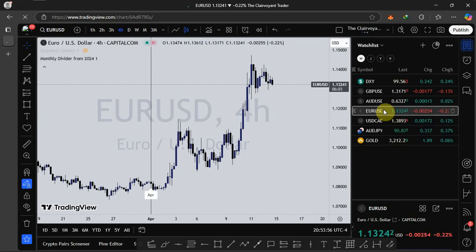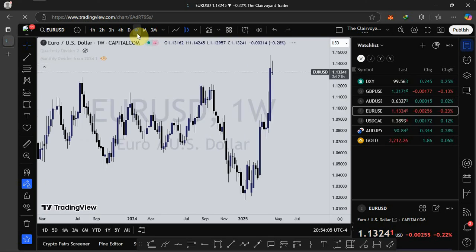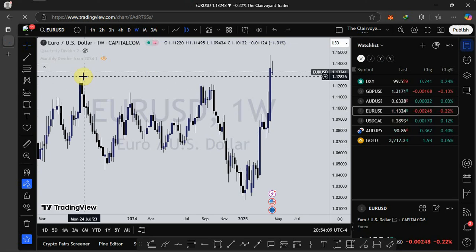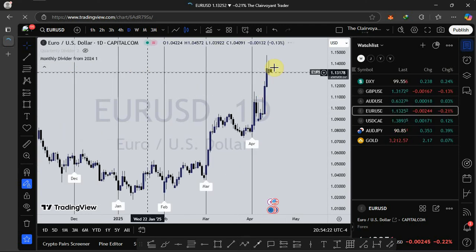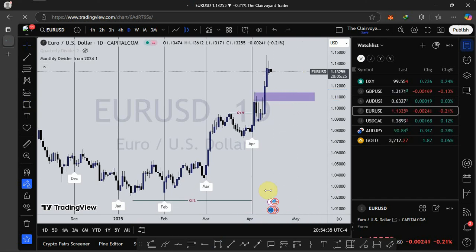For EURUSD, let's look at what is happening on the weekly time frame. We're taking out these relative equal highs right here. So I'm expecting to see price push down. I'll expect to see price give us a move to the downside into the zone right here.